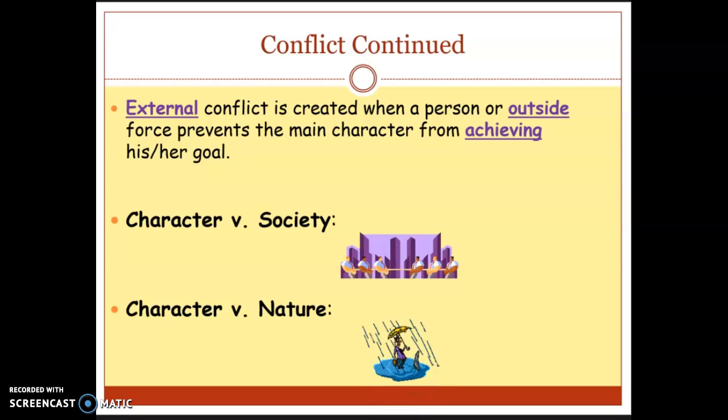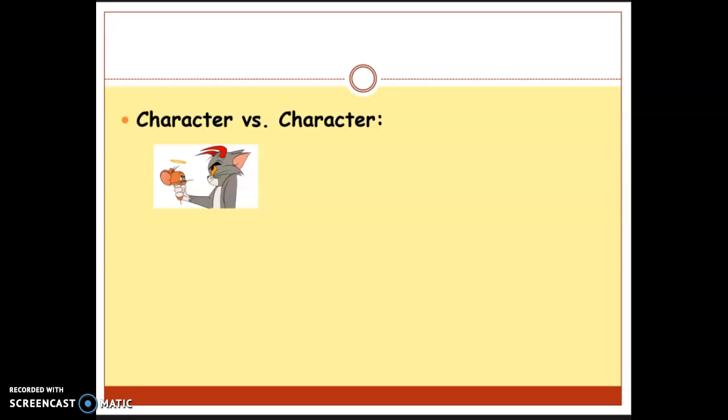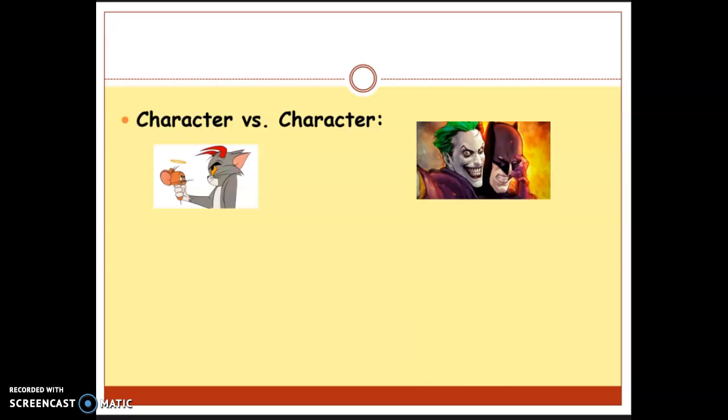Character versus nature. Well, nature is happening now in our area, so it could be thunderstorms, hurricanes, tornadoes, earthquakes, a snowstorm, just rain and rain and rain. Another kind of external is probably the most common one, which is character versus character. A lot of people see it as good versus evil, man versus man, the cowboys versus Indians, things like that. So here I have Tom and Jerry and the Joker and Batman to represent that.